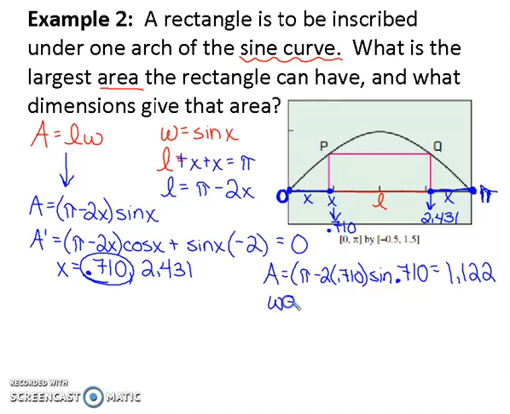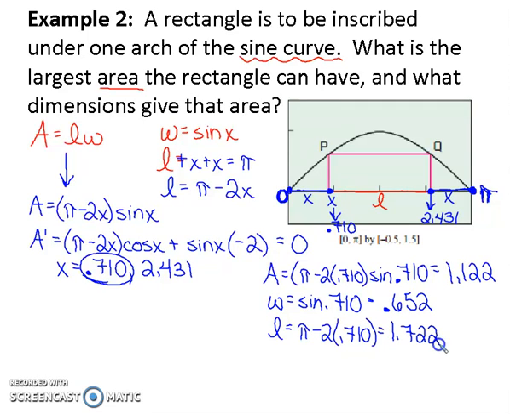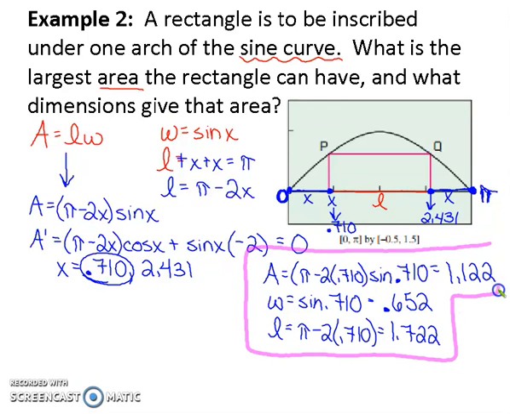And then the width is sine of x, so sine of 0.710, and we would get 0.652. And then the length is pi minus 2 times 0.710, and we would get 1.722. And then when you have multiple things that are being grouped as answers, it's not a bad idea to maybe put a box or something around them so that it's easy for you to find later on, or easy for the person grading your paper to find those answers.